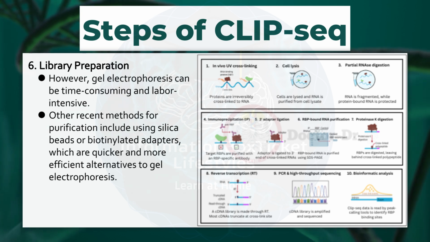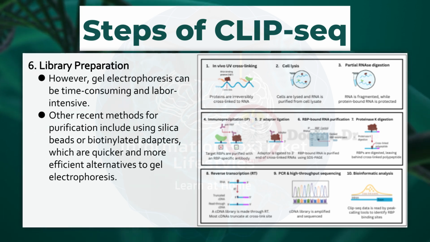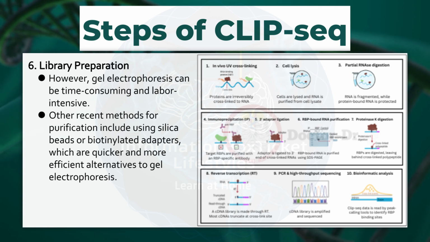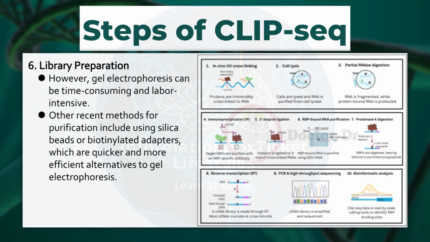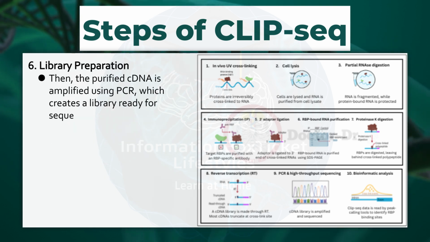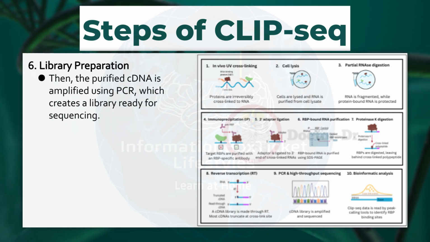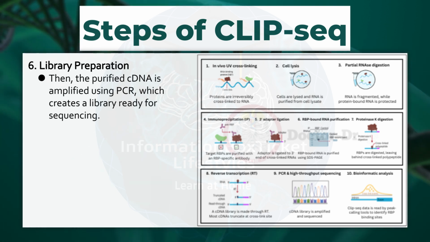Other recent methods for purification include using silica beads or biotinylated adapters, which are quicker and more efficient alternatives to gel electrophoresis. Then, the purified cDNA is amplified using PCR, which creates a library ready for sequencing.